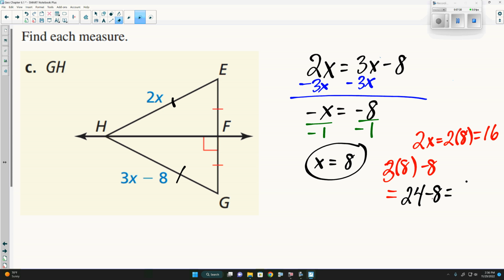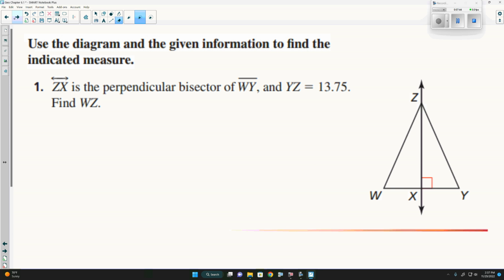Minus 8, which is still 16. So the length of GH is 16. Questions on any of this here? Okay. We'll look at one more of these and then move on to the next part.